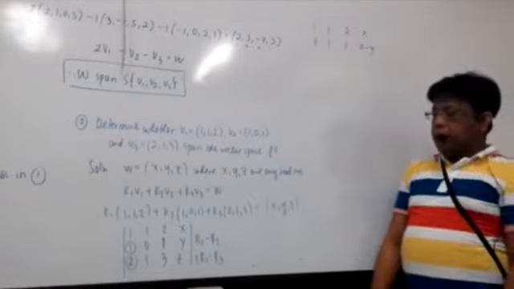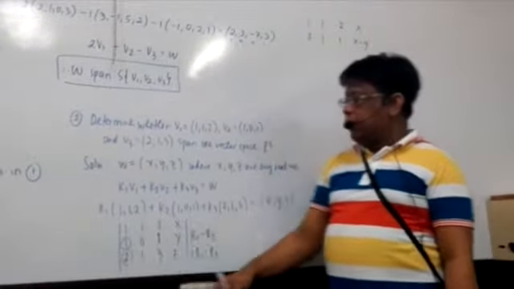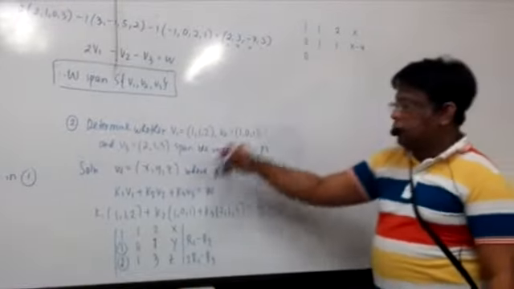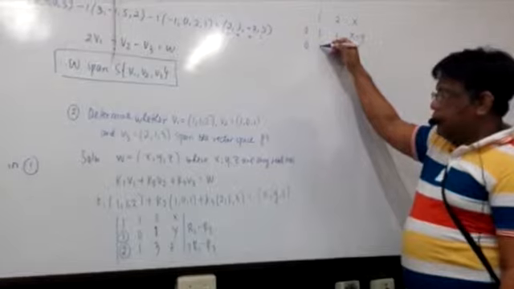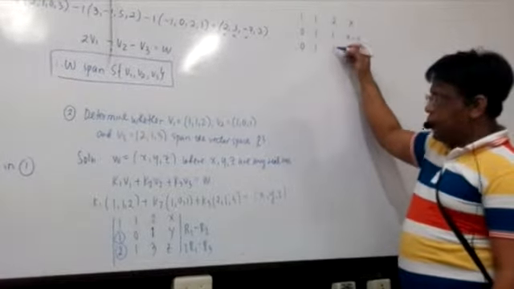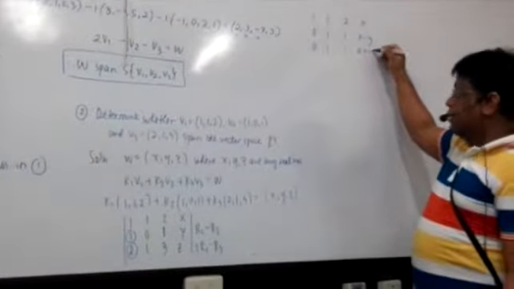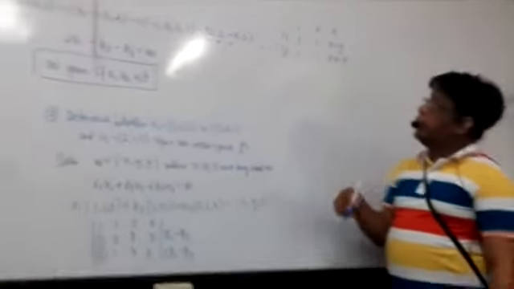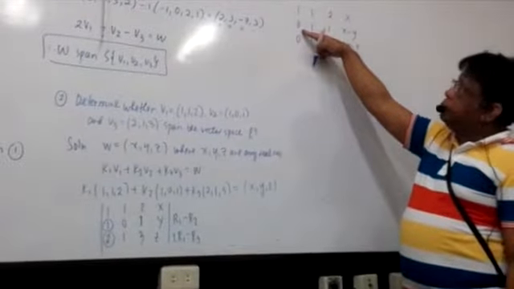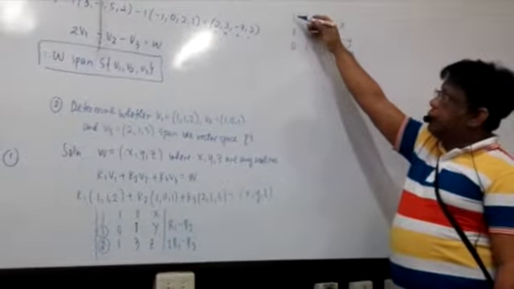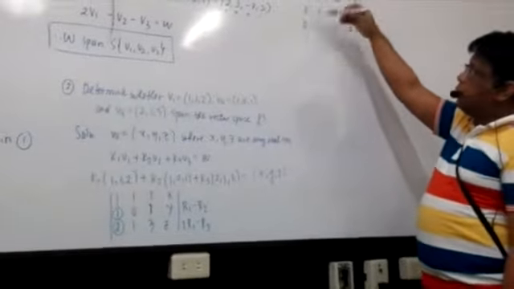Okay? Next, you have now row 3. So 2 times 1, 2 minus 2 will be 0. 2 times 1, 2 minus 1, that is 1. 2 times 2, 4 minus 3 is 1. Then you have this as 2x minus z. Okay? So we have already followed the standard form of reduced row echelon form in column 1.